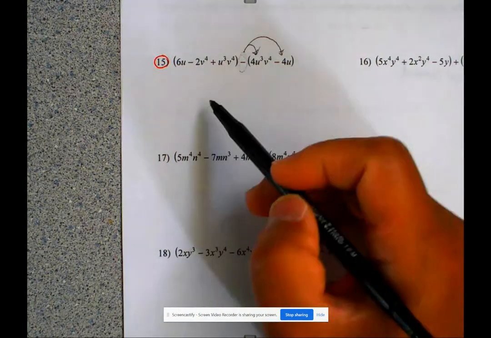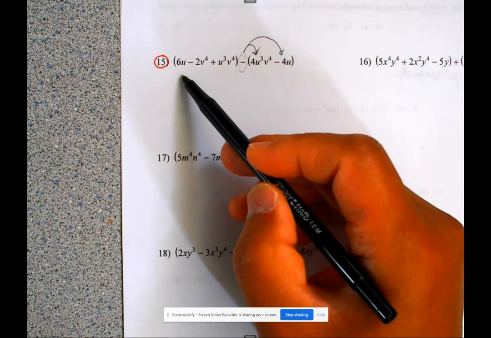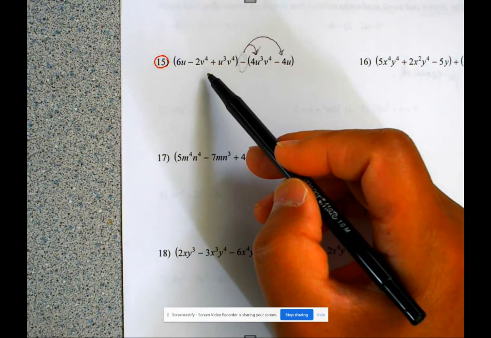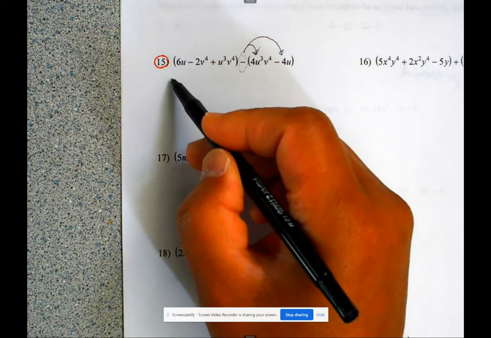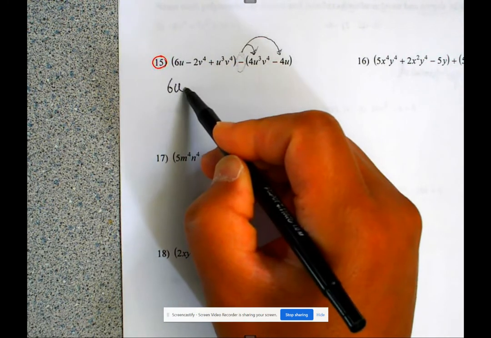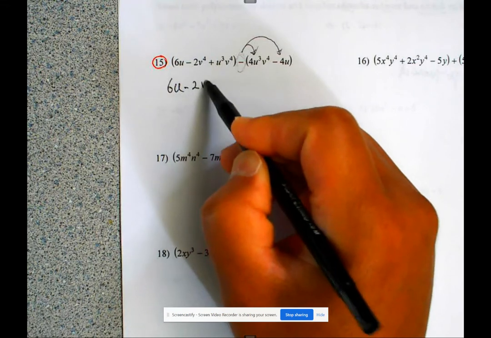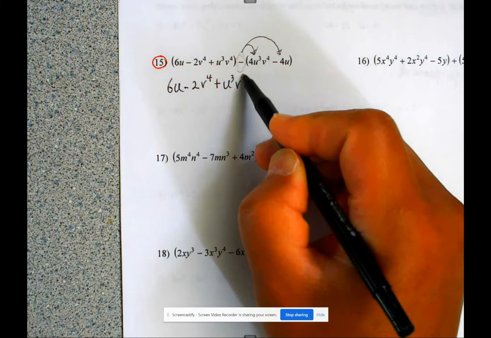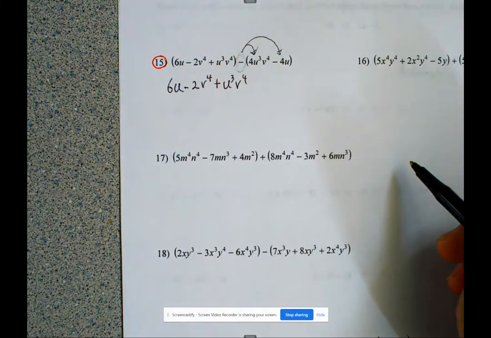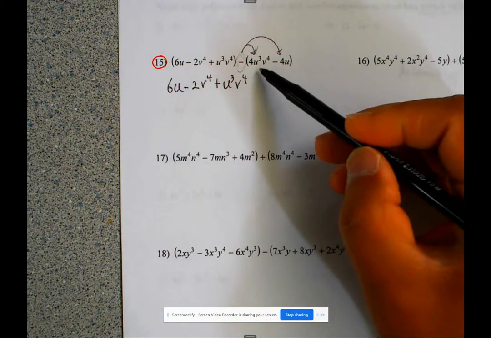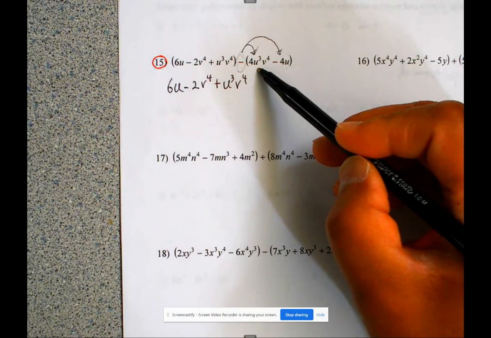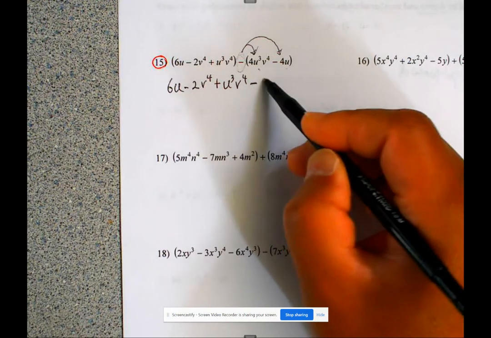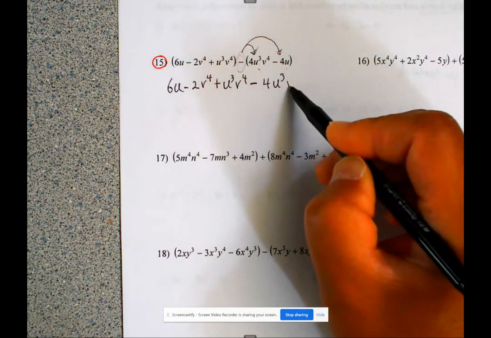So again, I like to write without the parentheses, okay? So the first parentheses, we're going to keep it exactly the same. So I'm just going to recopy that. So this is 6u minus 2b to the fourth plus u to the third, b to the fourth. All right, that's your first parentheses. And then you want to switch each one. So this is positive 4u to the third, b to the fourth. So you're switching it to minus or negative 4u to the third and b to the fourth.